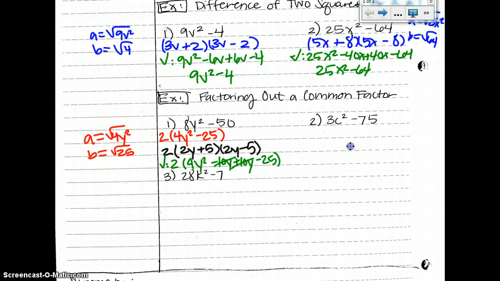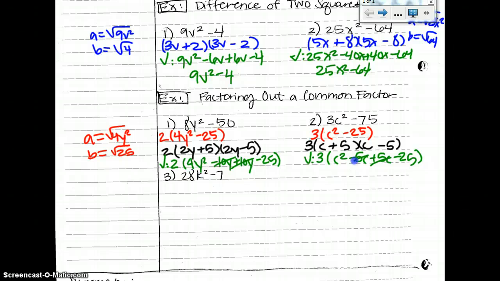Okay, example 2, 2c squared minus 75. Let's go ahead and pull a 3 out of that. Now we can factor this out. 3 times the quantity c plus 5 times the quantity c minus 5. Let's check. 3 times the quantity c squared minus 5c plus 5c minus 25. We know the 5c's would cancel out.